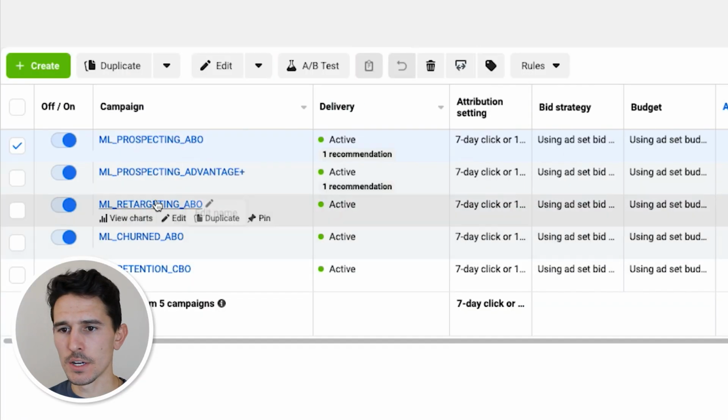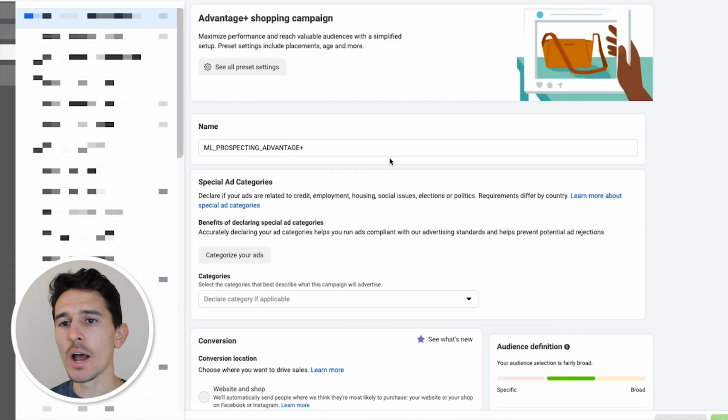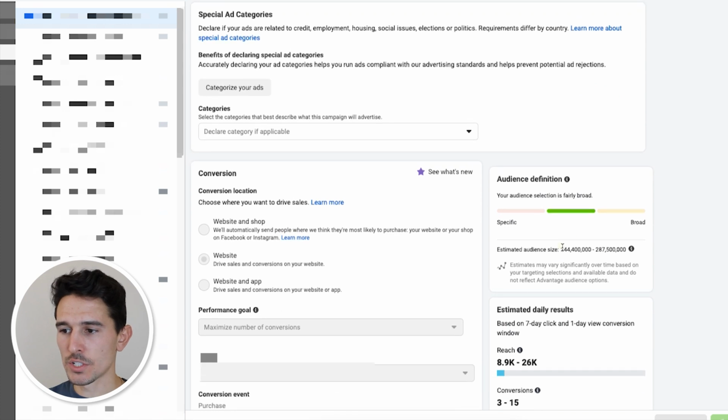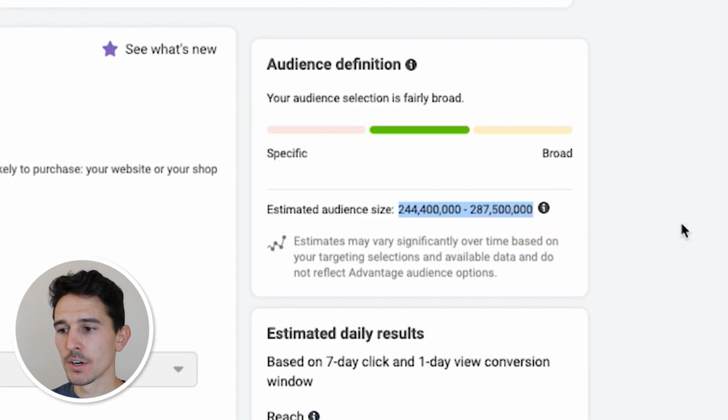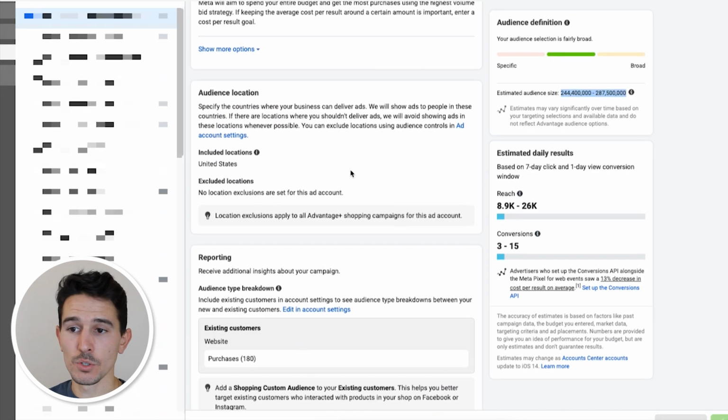The next piece here is our Advantage Plus campaigns. As you know, if you run an Advantage Plus campaign, you have way less capabilities to do just about anything. In these campaigns, you are typically going to be running to the entire audience that you have, which could be in this case 300 million people, which is the entire addressable United States. And you're not going to be able to really do anything here.